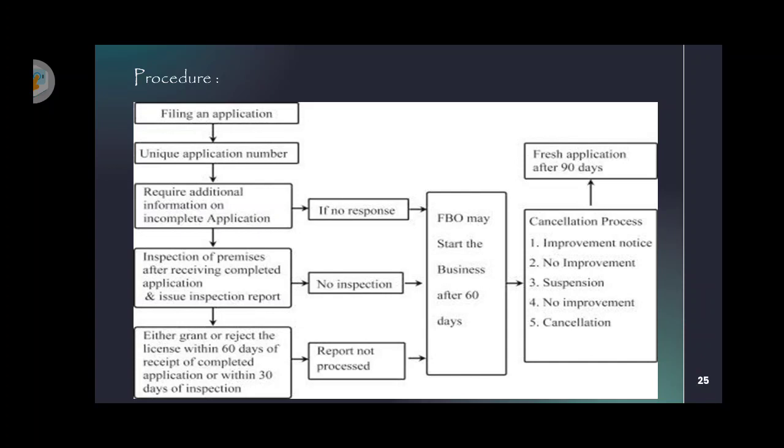So this is the process. You apply, then you get a unique application number, then you provide additional information for an incomplete application, then you might get an inspection of premises. After receiving the complete application, the inspection will be done and the inspection report issued, and you get either a grant or rejection of the license within 60 days of receipt of the completed application or within 30 days of the inspection. If the report is not processed, you can apply again with a fresh application after 90 days. If the cancellation happens, you can apply again with a fresh application after 90 days. And this is the procedure for the application.